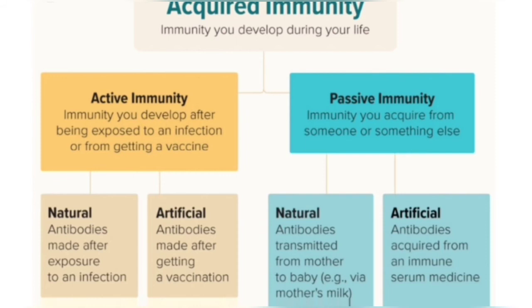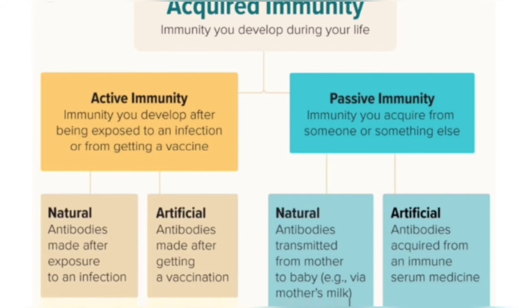Artificial active immunity means antibodies made after getting a vaccination.